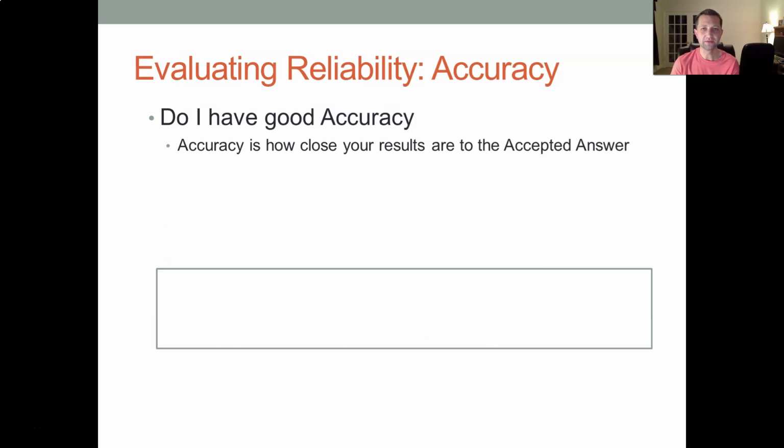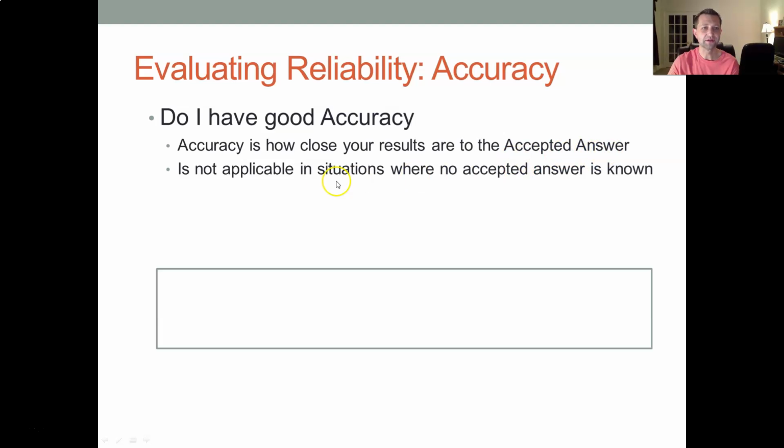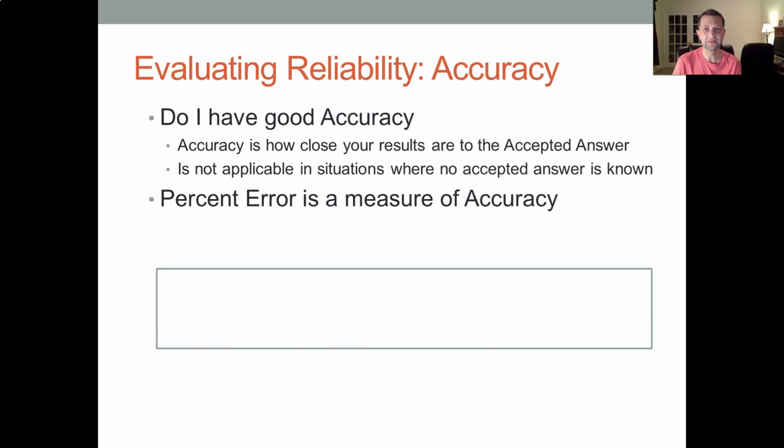So how do we measure accuracy? We measure it with something called percent error. It's how close our results are to the accepted answer, and it's not applicable in situations where you don't know the accepted answer. So maybe something is being looked at for the first time, some mystery substance, and you're trying to find the density of that, and you don't know what it's supposed to be. So you've no way to determine your percent error because there's no accepted value. Most of the stuff we do in class will have some accepted values so we can measure our accuracy.